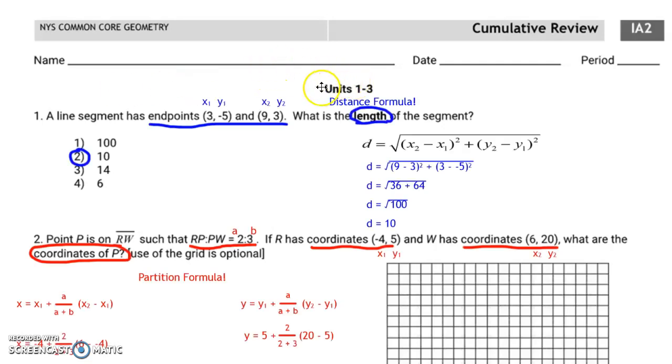Okay, as you can see, this is a review for units 1 through 3. A lot of things that we learned about in units 1 through 3 are repeating all throughout all the units, so it's very important for you to go back and make sure you remember some of those things.